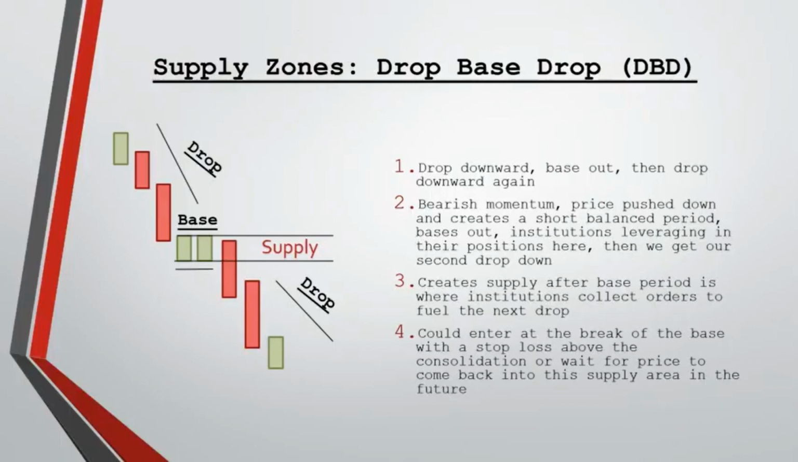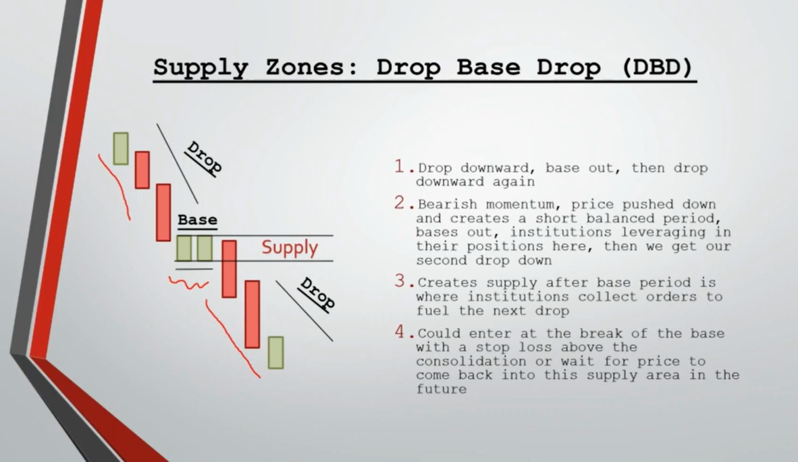It's the same thing as the rally base rally, but it's for the downside and supply zones. It's called a drop base drop, DBD. We get a drop downwards, right? Then we base out. Then we get another drop downward again.